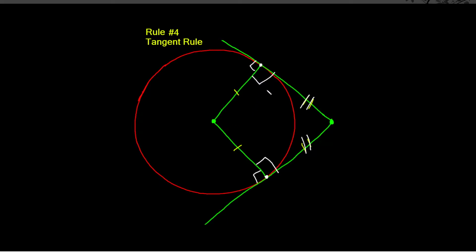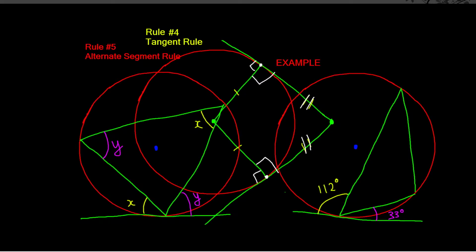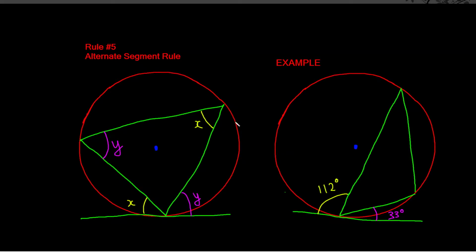Now your last rule, your fifth rule, is your alternate segment rule. The alternate segment rule states that this angle is the same as the angle subtended in here, and this angle is the same as the angle subtended in here.